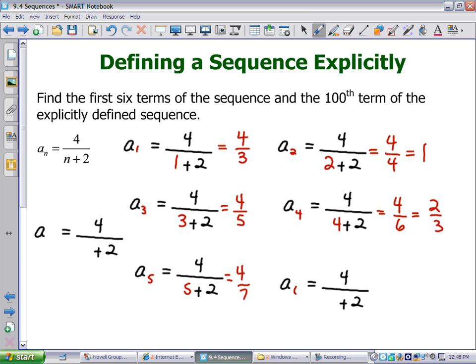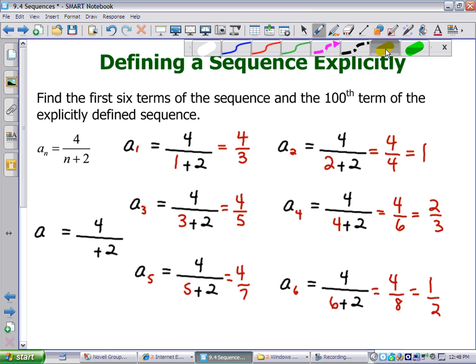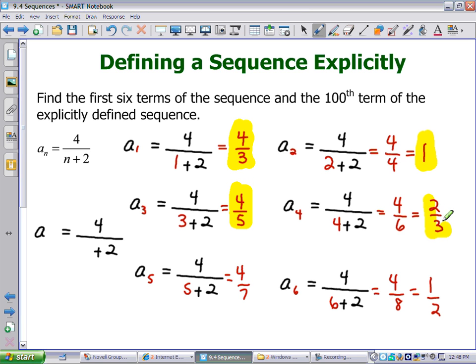And when you plug in 6 for n, then you're going to get 4 over 8, which reduces to be 1/2. Okay, so the first 6 terms of the sequence are 4/3, 1, 4/5, 2/3, 4/7, and 1/2.